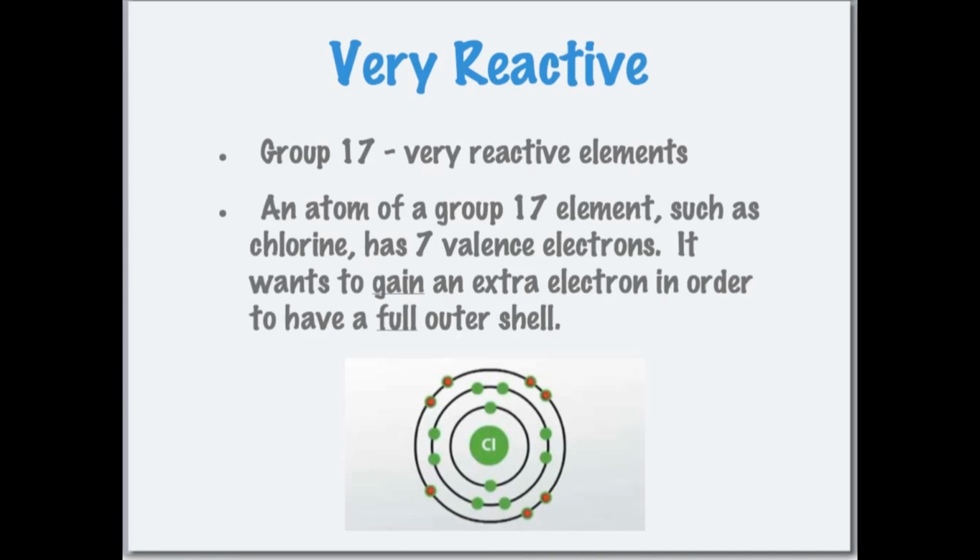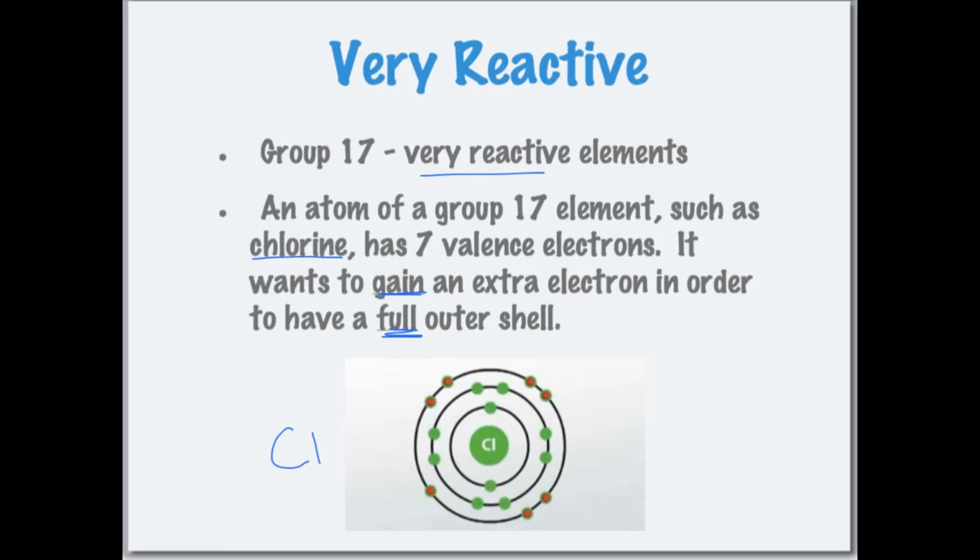So again, now let's look at a different group. Group 17, the halogens. We said that the closer it is to having a full outer shell, the more reactive it is. So the halogens are very reactive as well, because an atom of a group 17 element or a halogen, such as chlorine, Cl, has 7 valence electrons. It wants to gain an extra electron in order to have a full outer shell.